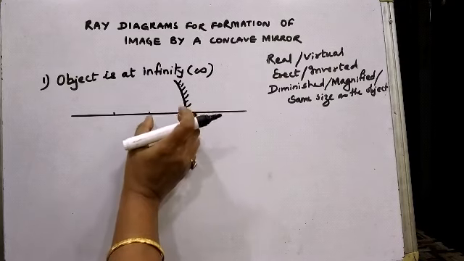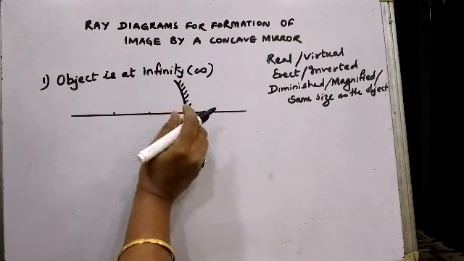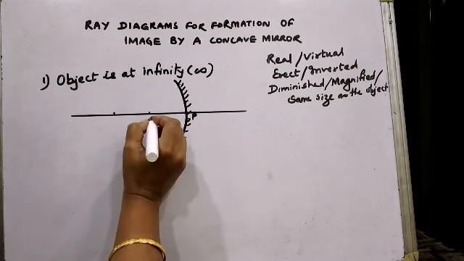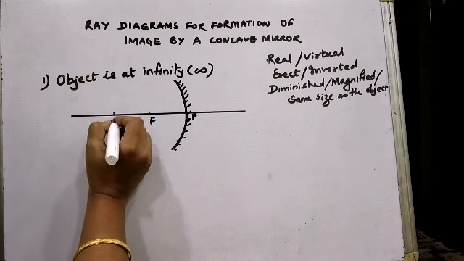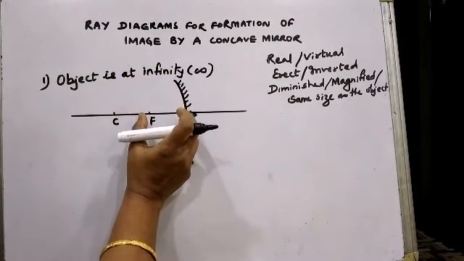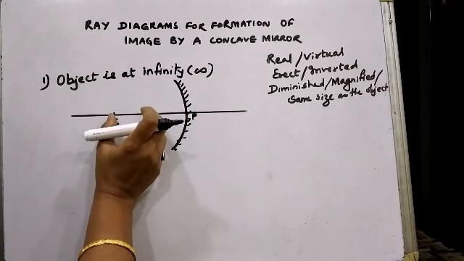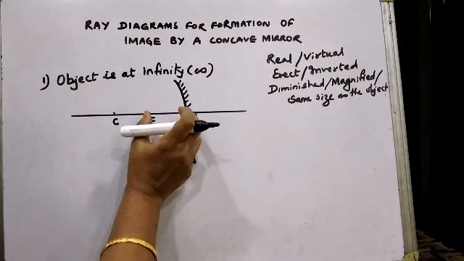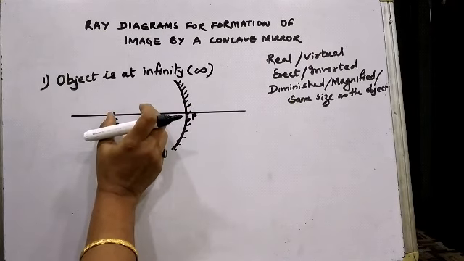which is called the pole. At an equal distance of 1.5 centimeter from the pole I have taken the focus, and again from the focus 1.5 centimeter I have taken the center of curvature. You just have to keep in mind that the distances FP and CP should be equal. If you take 1 centimeter, this should be 1 centimeter. 1.5 centimeter, this should be 1.5 centimeter.